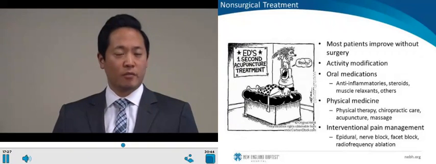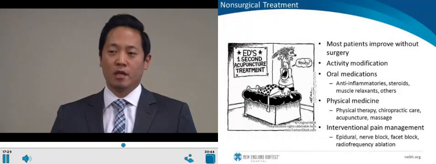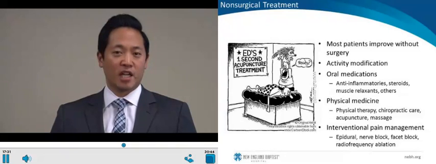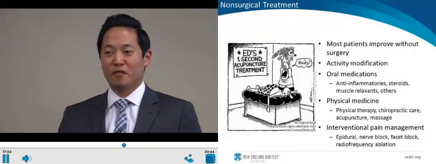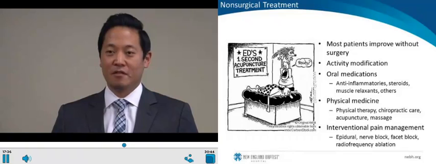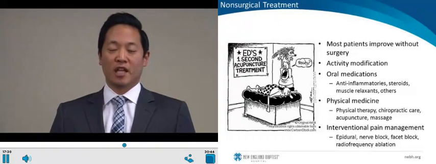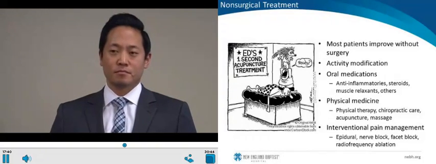Of course, this talk is about the surgical treatment, so I only have one slide on non-surgical treatment, but that does not reflect the importance of pursuing non-surgical treatment in these patients.